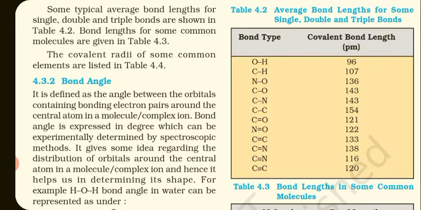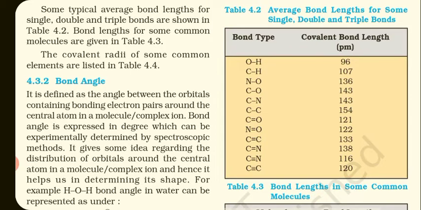Some typical average bond lengths for single, double and triple bonds are shown in table 4.2. Bond lengths for some common molecules are given in table 4.3. If there is a bond between oxygen and hydrogen, its covalent bond length is 96 picometer. For a covalent bond between carbon and hydrogen, the bond length is 107 picometer. For nitrogen and oxygen, the bond length is 136 picometer, given on the right hand side of table 4.2.